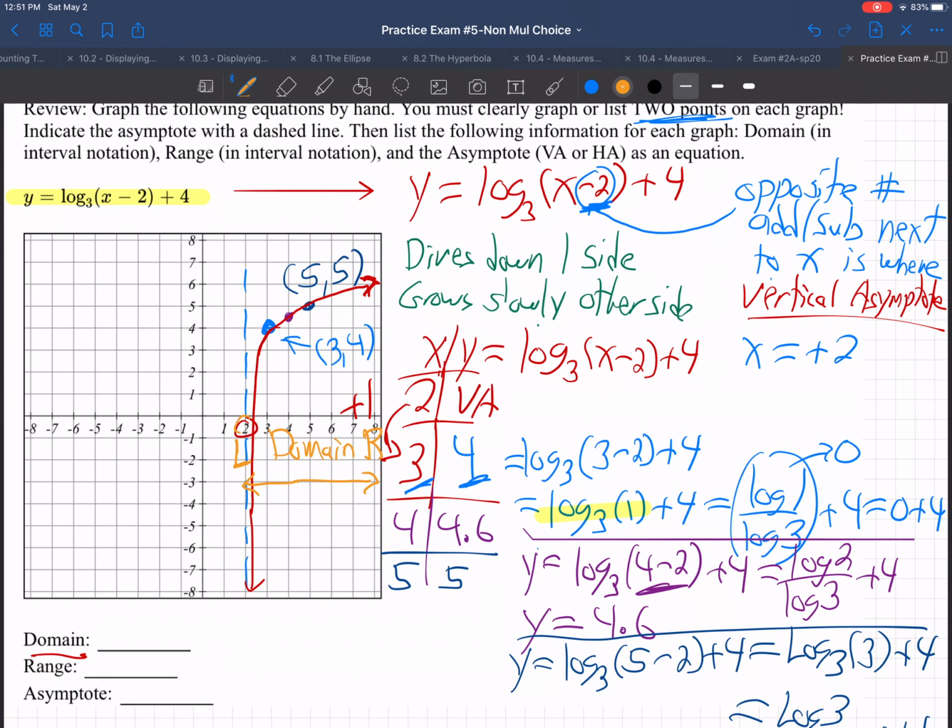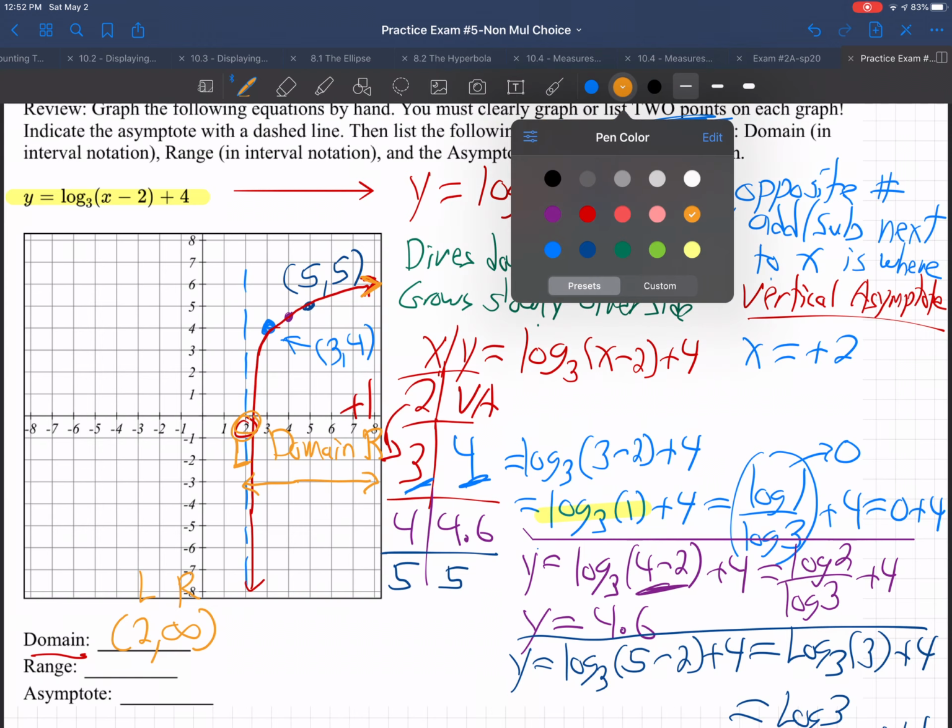How far left does it go? Well, it goes to 2, but it doesn't quite touch 2. So that'd be a parenthesis at 2, not a bracket, right? It never touches 2, just a parenthesis. And then it goes, see this arrow up here? It's going to the right forever. So that's infinity. So the domain, the left edge, comma right edge, is from 2 to infinity.